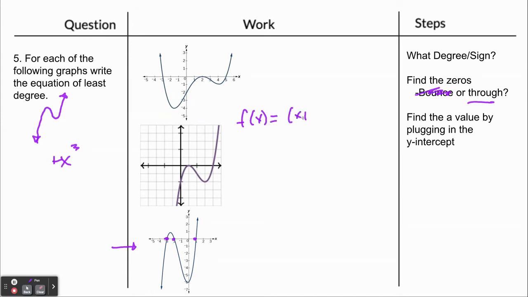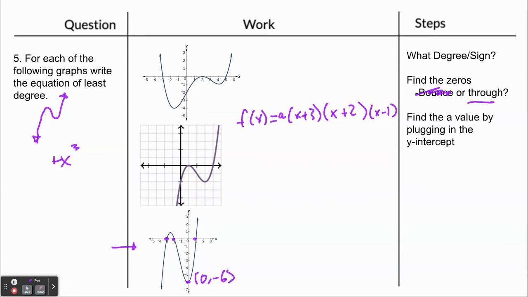So I have x plus 3, because if I plug in -3, it gives me 0. x plus 2, because if I plug in -2, it's going to give me a 0. And x minus 1, because if I plug in +1, it's going to give me 0. Now I just have to double check what my a value is, what goes before all of this, by plugging in my y-intercept. I know my y-intercept is at 0, -6.